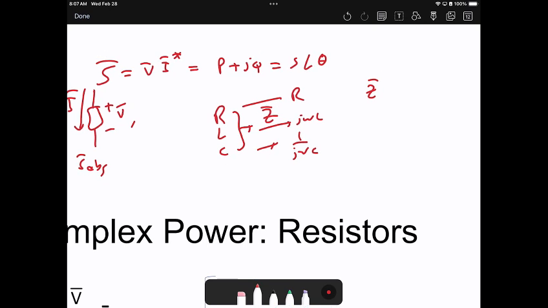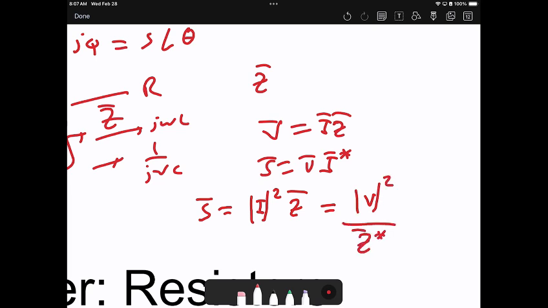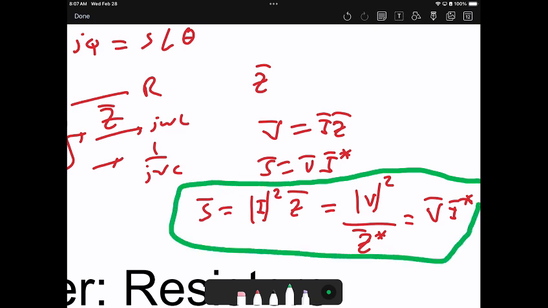Then, what should I do? We know in Ohm's law, V bar equals I bar times Z bar. And we know S bar equals V bar times I bar conjugate. Now let's substitute Z bar from Ohm's law into the complex power formula. This yields complex power as I squared, as a magnitude without the angle, times Z bar, or it can be V squared, as a magnitude without the angle, over Z bar conjugate, or it can be again V bar times I bar conjugate. That's the formula that we need to use, and it's valid for inductor, resistor, capacitor.